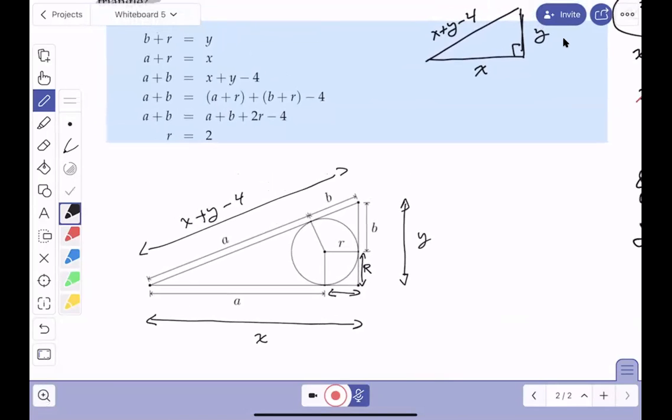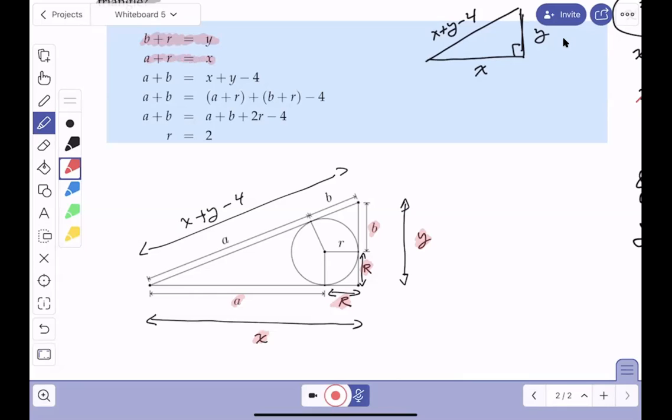All right, so what do I know about it? I'll point this out to you. I know that B plus R is Y. Okay, I know that much. What else do I know? Oh, by the way, I forgot to tell you what this is. This is R. And let me outline this for you. I know that A plus R is X. Okay, let's keep going.